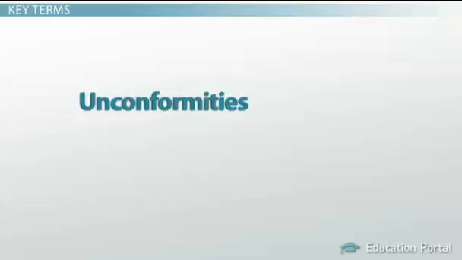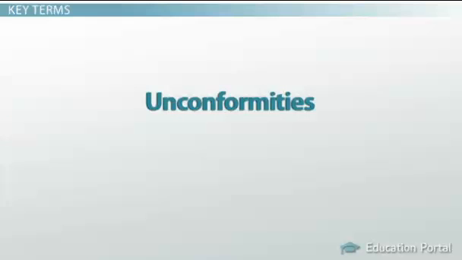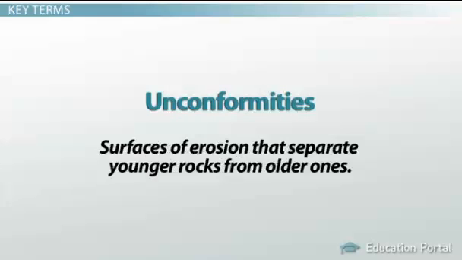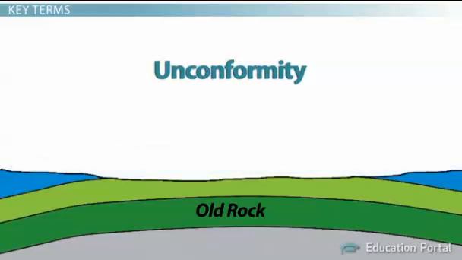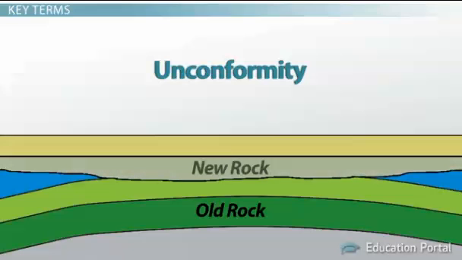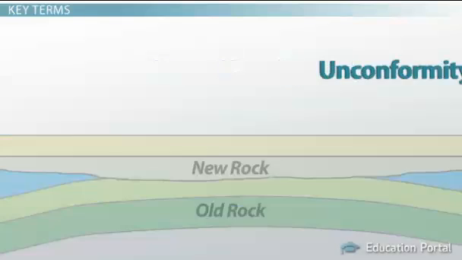The fourth key idea is the idea of unconformities. Unconformities are surfaces of erosion that separate younger rocks from older ones. For instance, if a sedimentary rock forms and is still exposed to the elements, it would begin to wear away. Later, new sediment can begin to pile up on that eroded surface and eventually form new rock. In an unconformity, existing rock is lost and cannot be recovered.